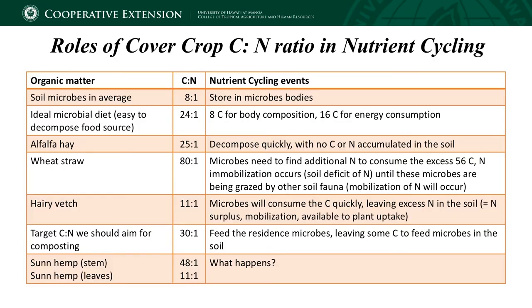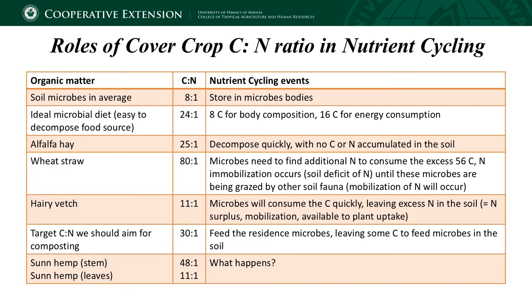Among the cover crops, we know alfalfa hay has the closest to 24 to 1 C:N ratio. It has a 25 to 1 ratio, which means that it will decompose quickly but with no carbon or nitrogen accumulated in the soil. So no nitrogen will be tied up, but you also don't build any carbon in the soil.